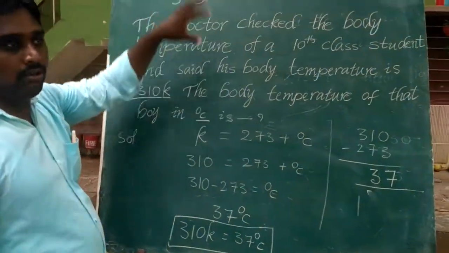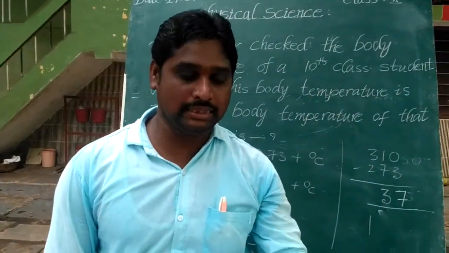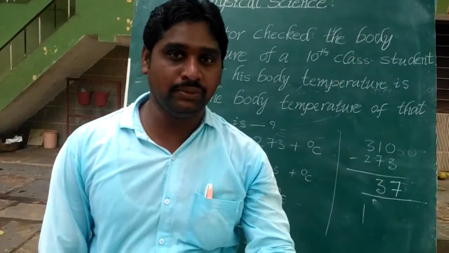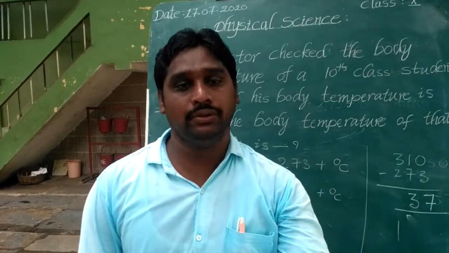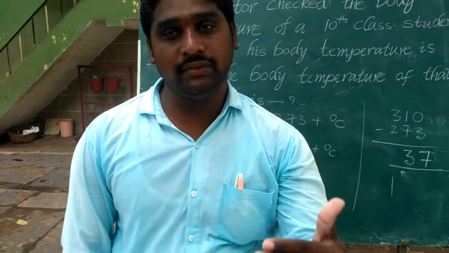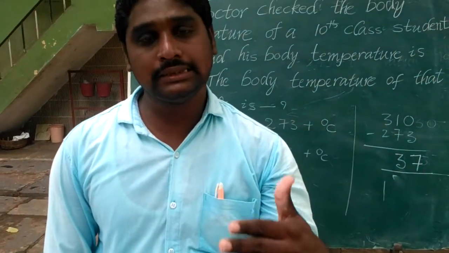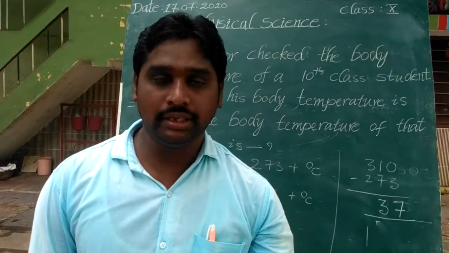Okay, students, we have to convert one scale to another scale, that is, the degree Celsius scale into the Kelvin scale, or the Kelvin scale into the degree Celsius scale. We use the formula: temperature in Kelvin is equal to 273 plus the temperature in degrees Celsius. We will get the answer.